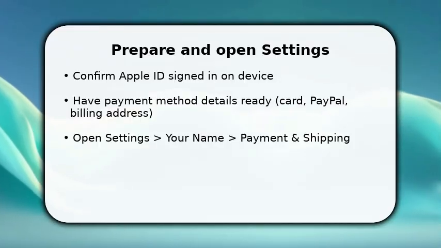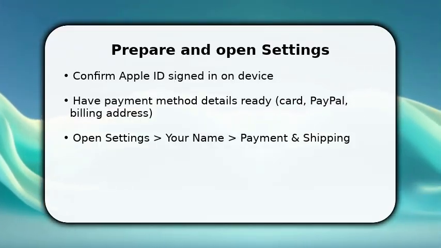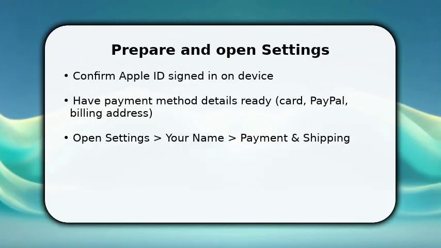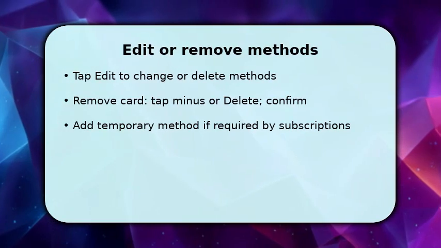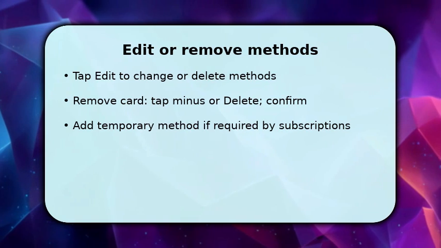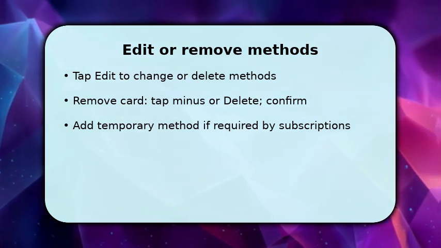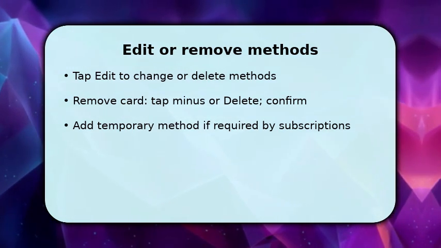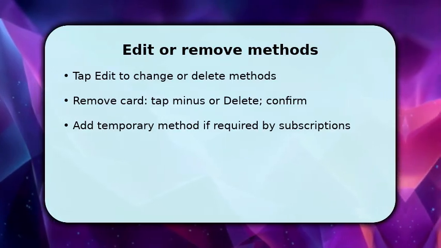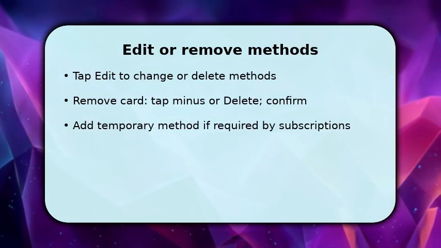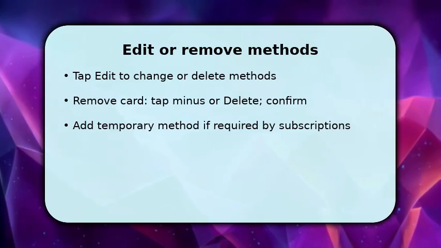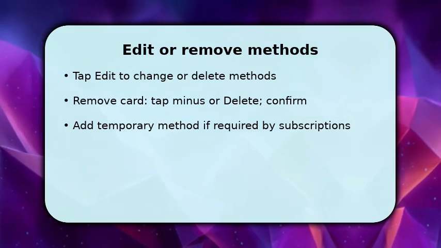After you're authenticated, you'll see Current Payment Methods. This is where you begin removing or editing methods. Next, focus on the Payment Methods list. Tap Edit in the top corner to reveal delete buttons, or tap a specific method to view details and change billing info. If an account requires at least one method, add a temporary card or switch to Apple ID balance where possible, then remove the target method.